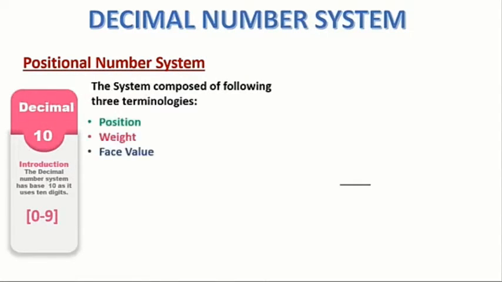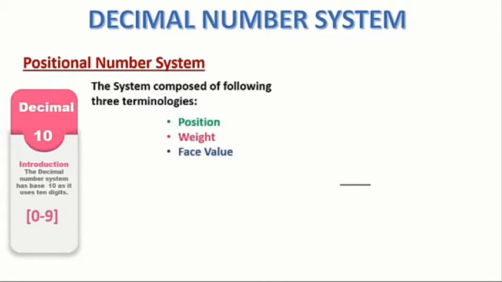In the decimal number system, there are 3 terminologies you should understand: first is position, second is weight, and third is face value. For example, you want to represent 4356 and you will present this through the expansion method. Okay, I will take this example, so I will present the position of all these and also the weight and the face values.